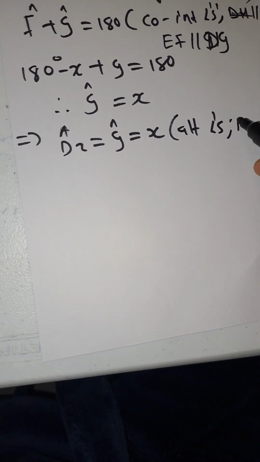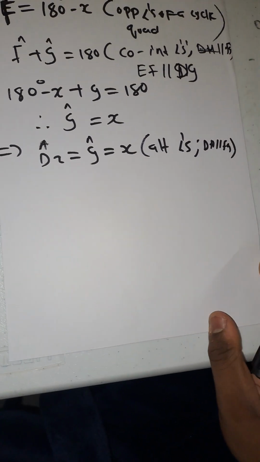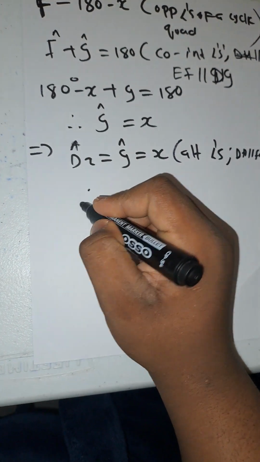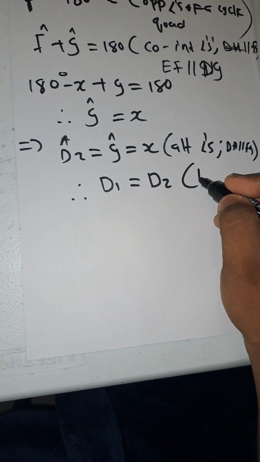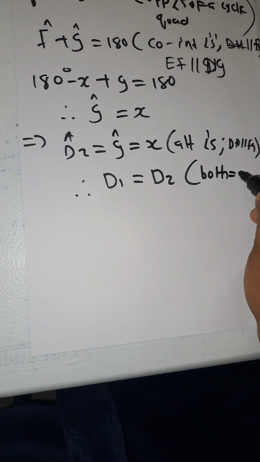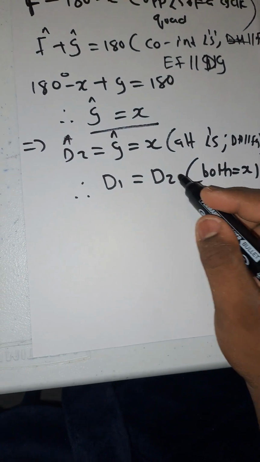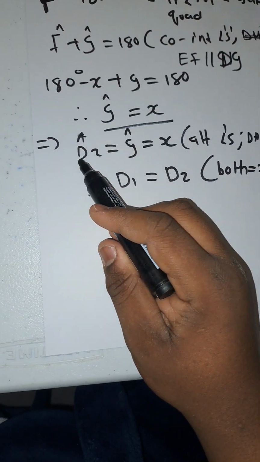And then it is what? DH being parallel to FG. And then you will say therefore my D1 is equal to D2, because both of them are equal to X, because I just proved here that G is equal to X, but at the same time G is equal to D2.